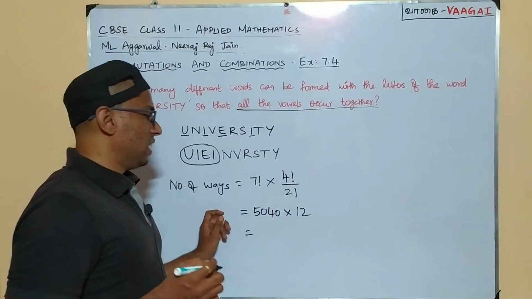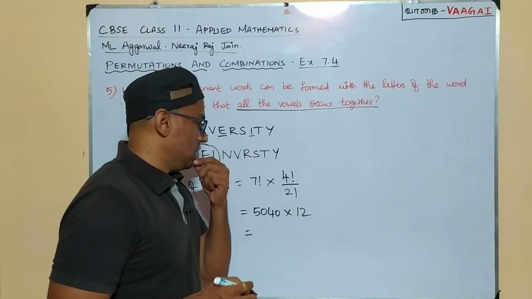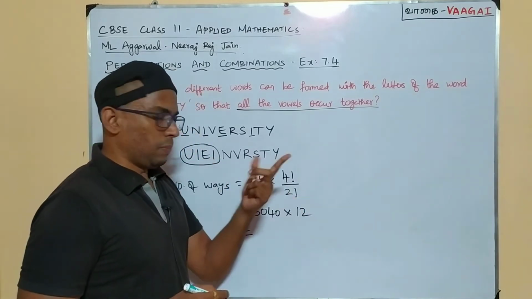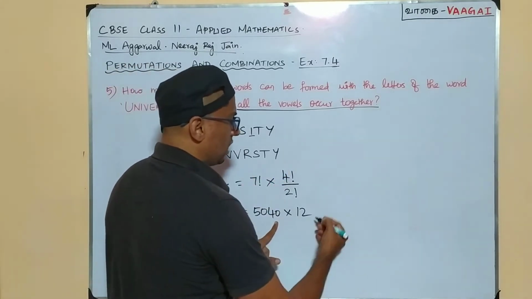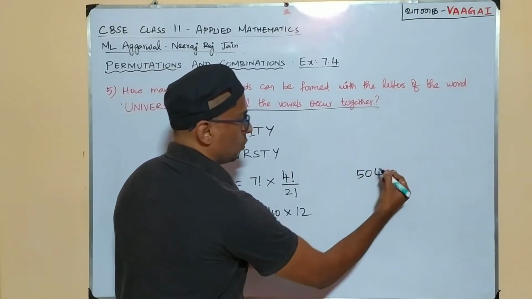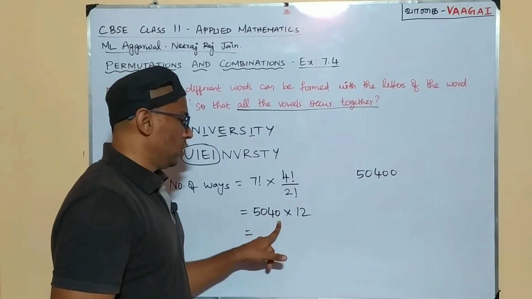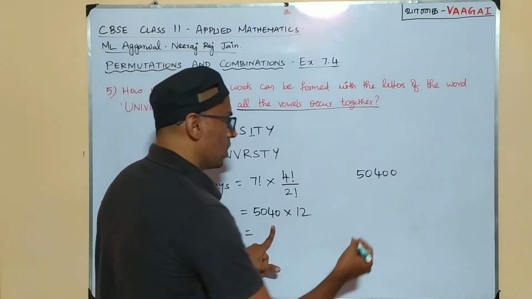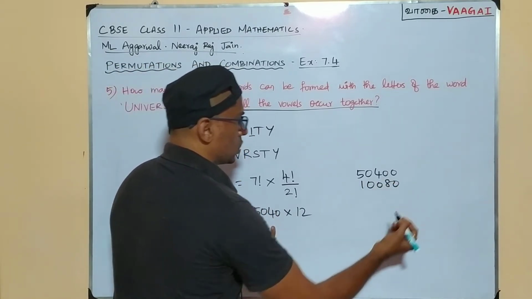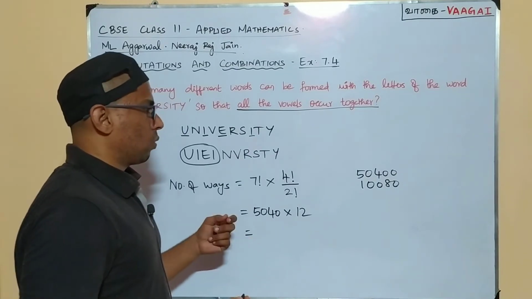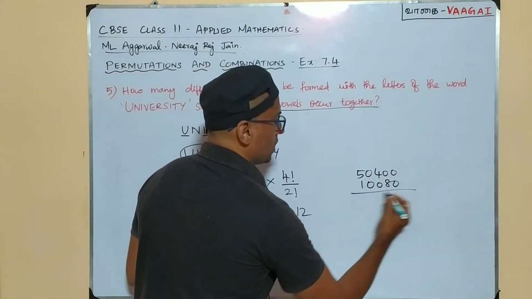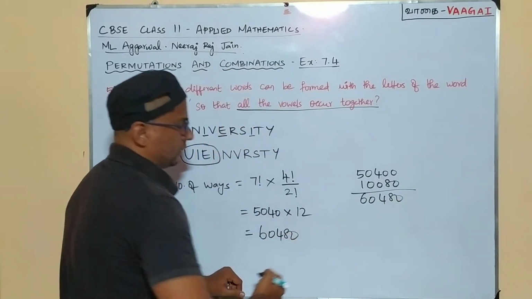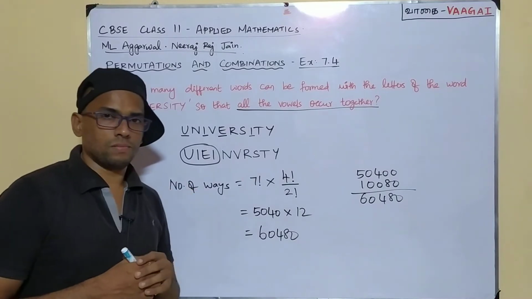So now sorry, we have to multiply these numbers, right? So 5040 into 2, this is what we have to do here. I think we'll work it out separately, right? Because 5040 into 10 we will get 50400. And 5040 into 2, if you do, we'll get 10080. So our overall answer is going to be 60480. We'll just note this, and this is the answer for your question number 5.